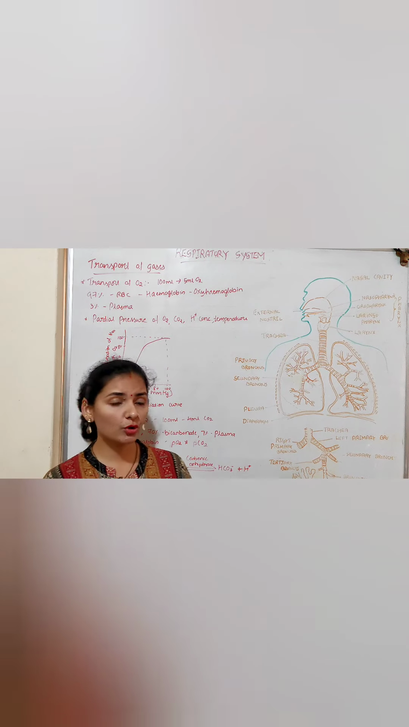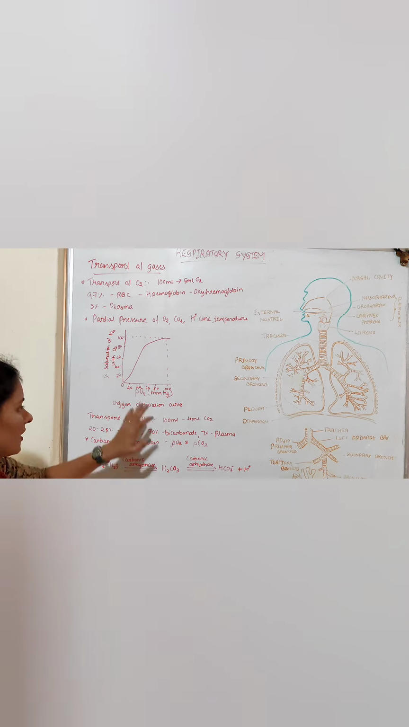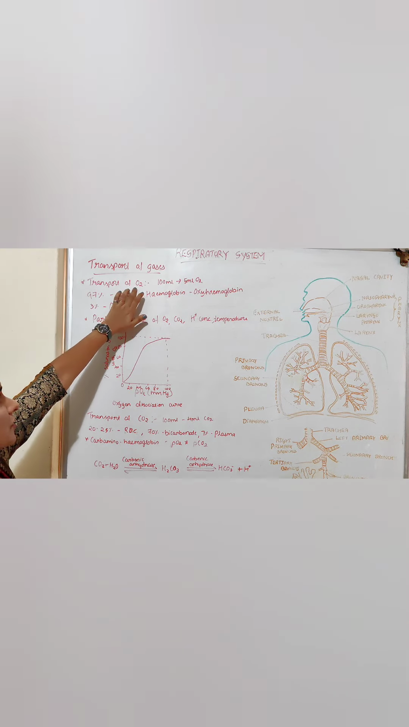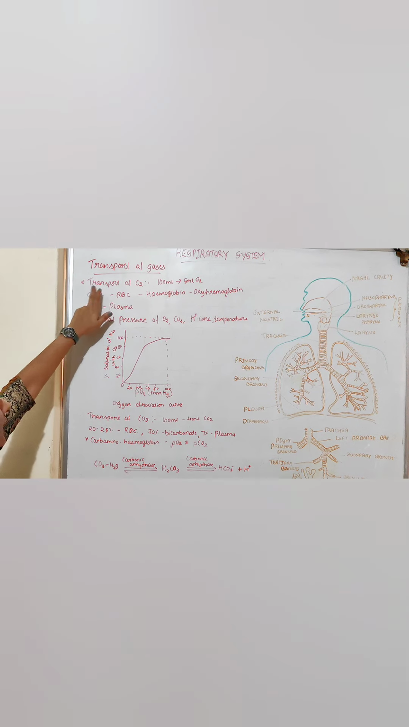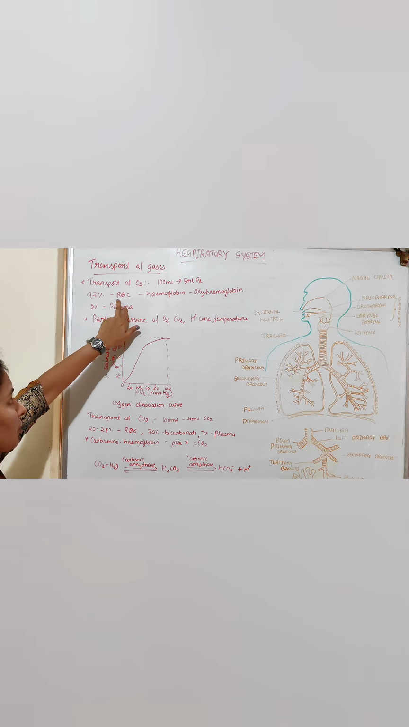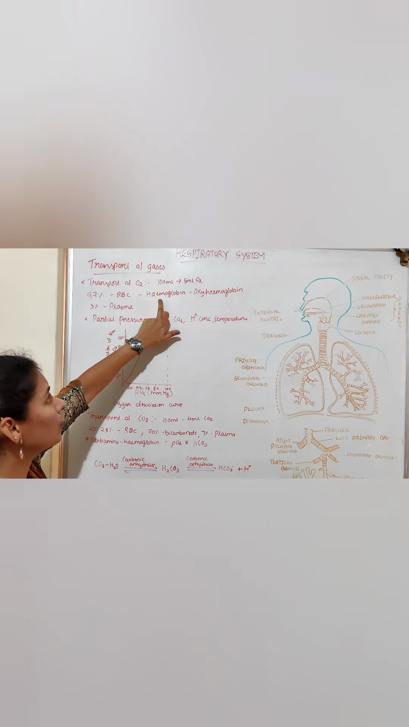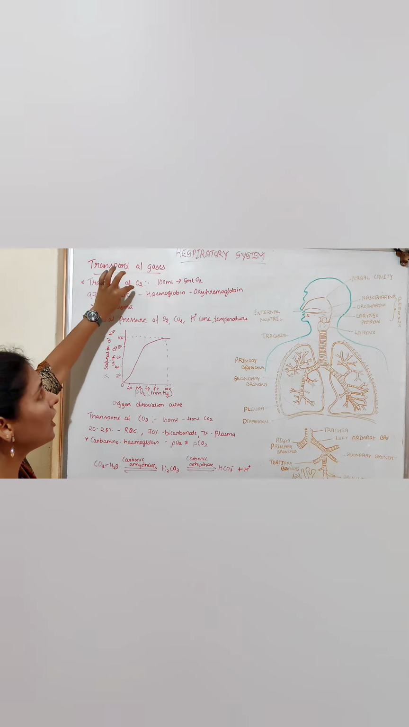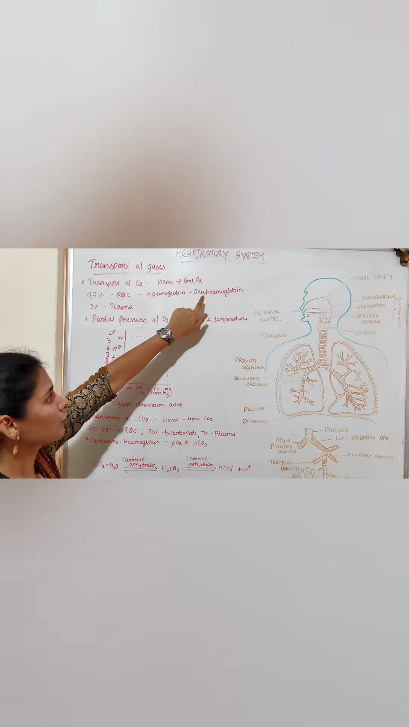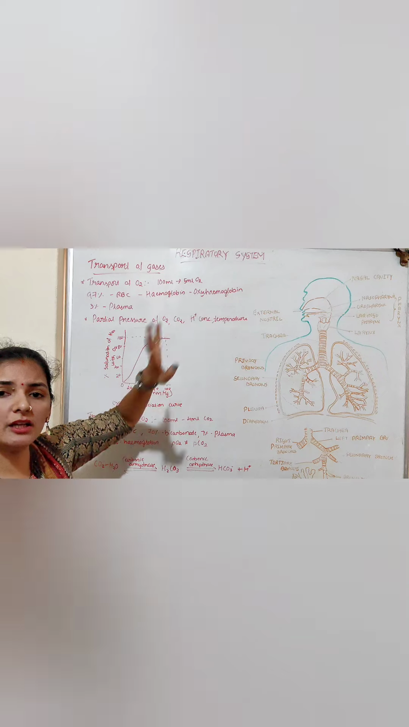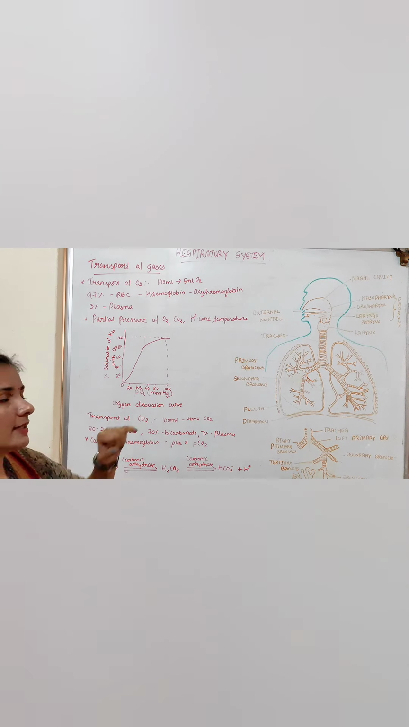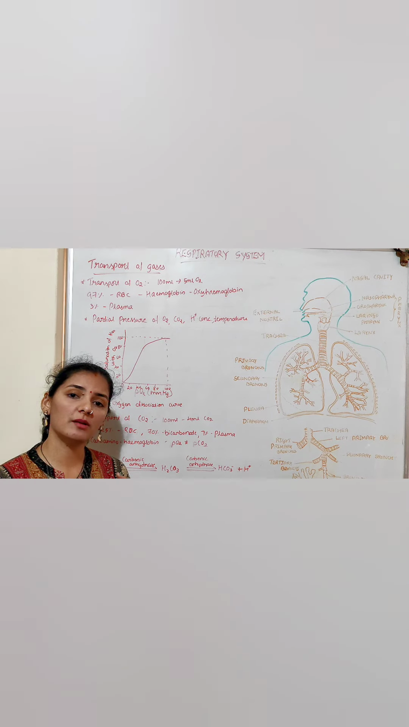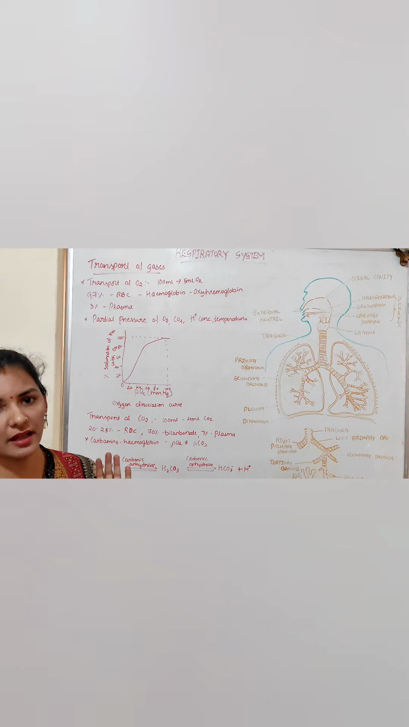We'll talk about transport of gases, that is transport of oxygen and carbon dioxide. Transport of oxygen mainly takes place in two ways. 97% of the oxygen is transported via RBC by chemically combining with hemoglobin to form oxyhemoglobin. There are mainly four factors which determine that: partial pressure of oxygen, partial pressure of carbon dioxide, hydrogen ion concentration and the temperature.